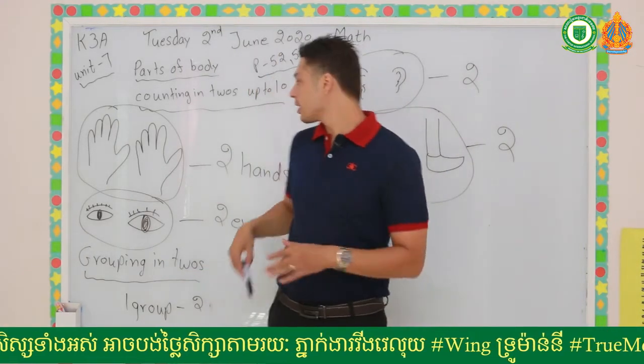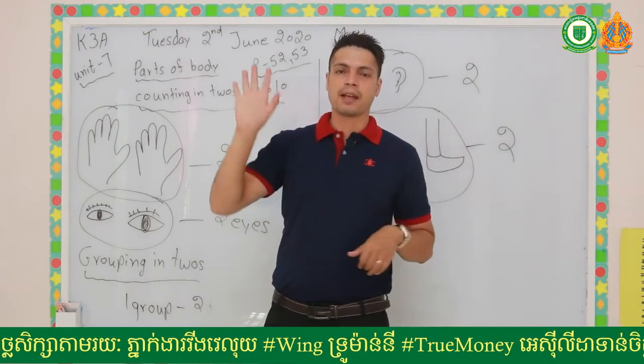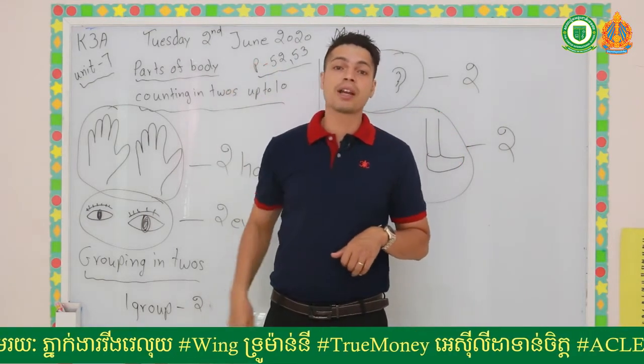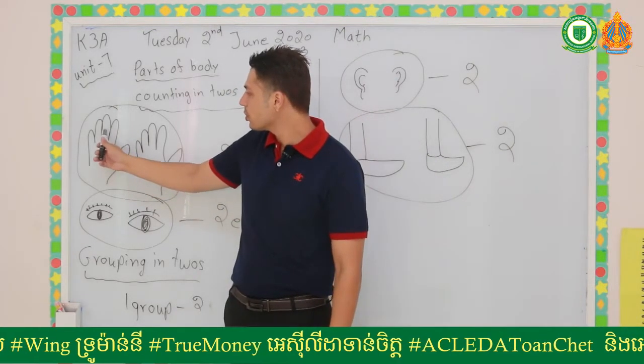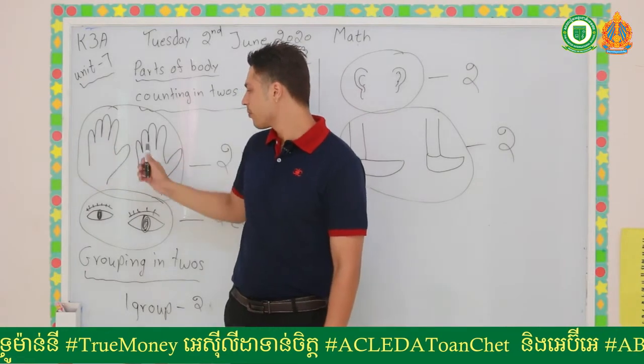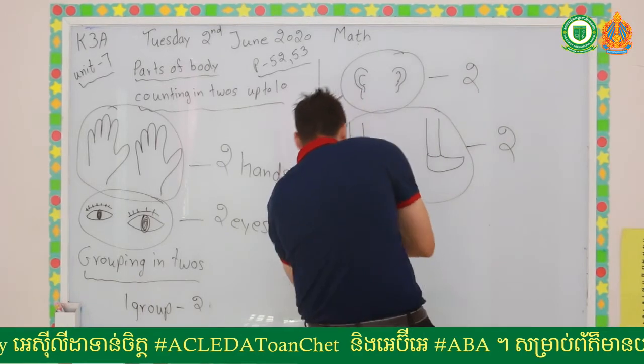Now coming on to grouping in 5. How many fingers do we have in one hand? We have 5 fingers in one hand. You can count here 1, 2, 3, 4, 5. So I can draw one more here.